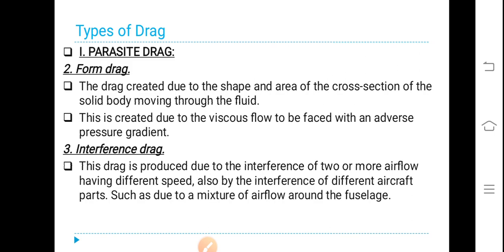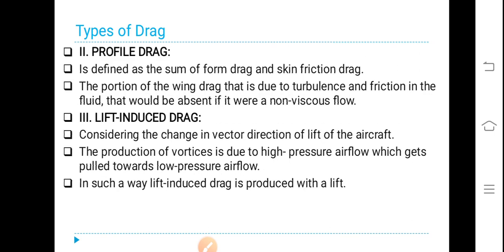Interference drag. This drag is produced due to the interference of two or more airflows having different speeds, also by the interference of different aircraft parts, such as due to a mixture of airflow around the fuselage.